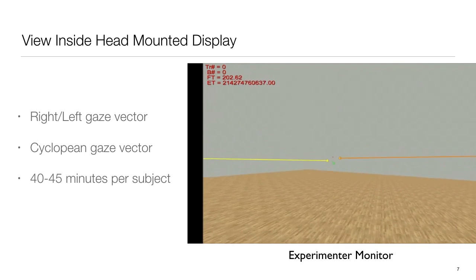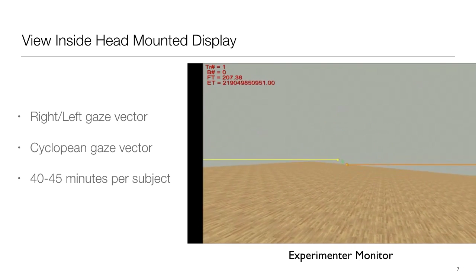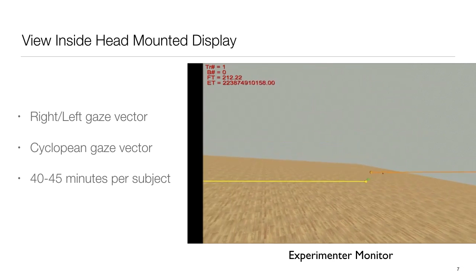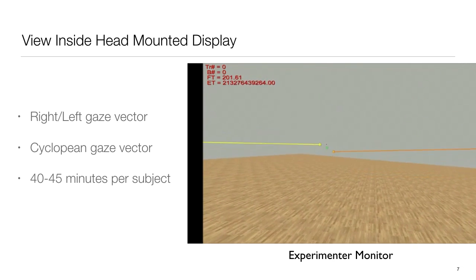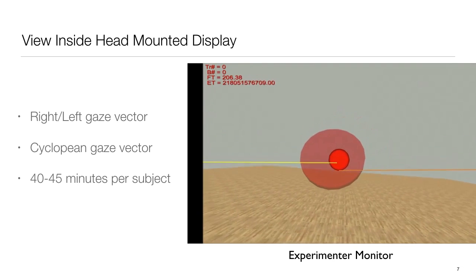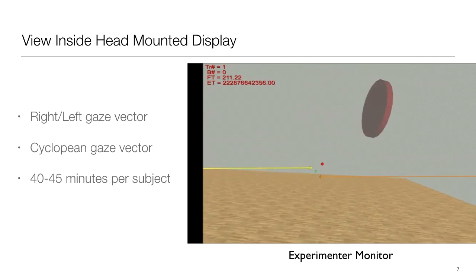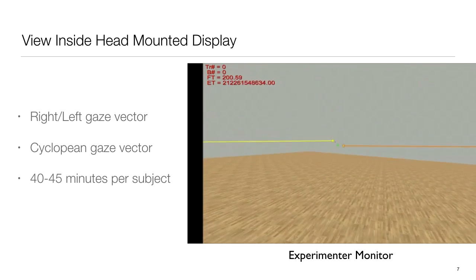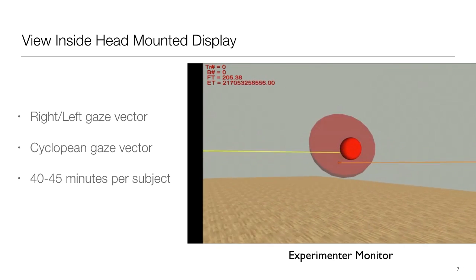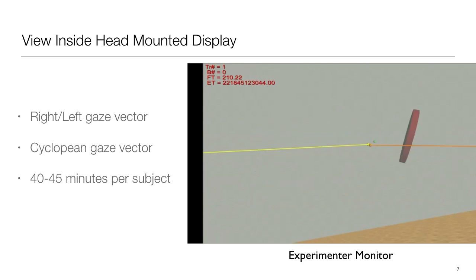This is the experimental monitor view, which is the same as what subjects saw inside the head-mounted display, except we did not render the right and left gaze vectors, as you can see here in orange and yellow, and also the cyclopean gaze vector, which is the green dot on the screen. So as you can see, the ball launches from a certain distance, it disappears for a fixed 500 milliseconds, and then the subject is supposed to move the real paddle, which is represented with a red disc in the virtual world, and intercept the moving target.